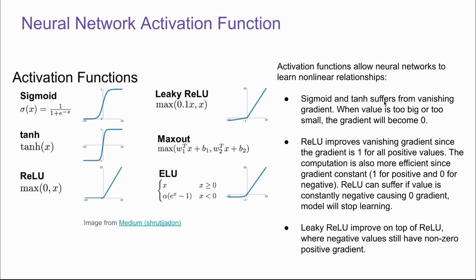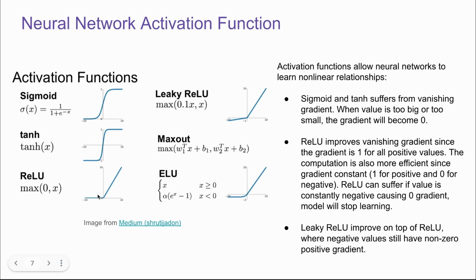Sigmoid and tanh suffer from the vanishing gradient problem, which means when the value is too big or too small, the gradient will become 0. You can pretty much get it from the shape. When the value is larger than this or smaller than this, the gradient is pretty much 0. It's very hard for the model to learn if the gradients become 0.